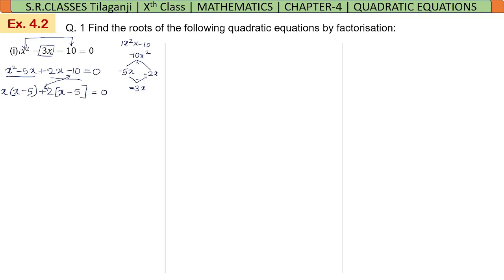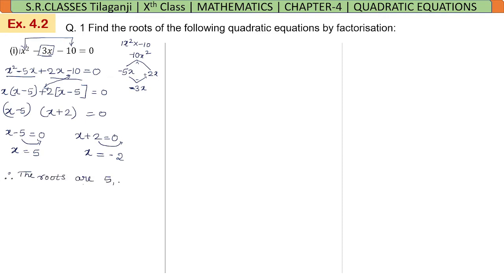Yes, now here again we will get a common factor, that is x minus 5 is common. Take it outside, and what will remain? x minus 5 has gone out, only x will remain and on this side only 2 will remain, plus 2, is equal to 0. Now make x minus 5 is equal to 0 and x plus 2 is equal to 0. Yes, now x is equal to, when you take this number to the other side, minus will become plus 5, and here x plus 2 is there. When you take it to the other side it will become minus 2. So the required roots are, therefore, the roots are plus 5 and minus 2.